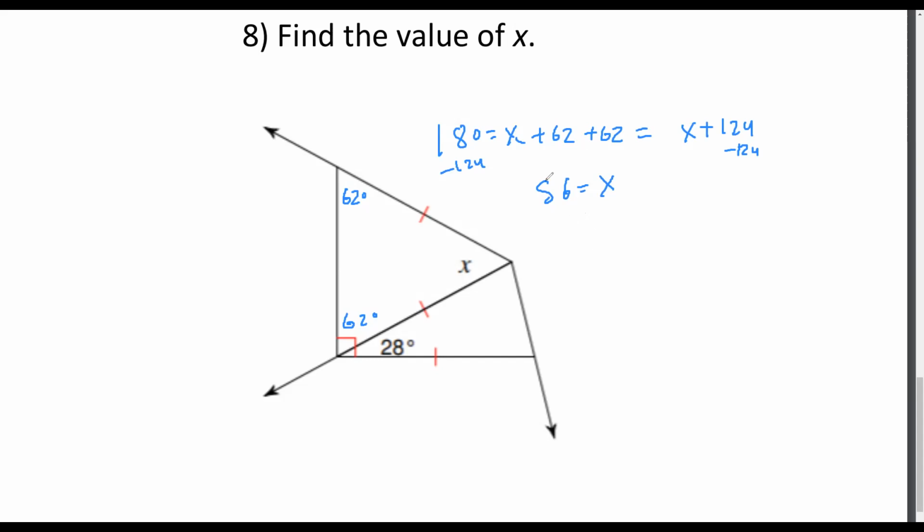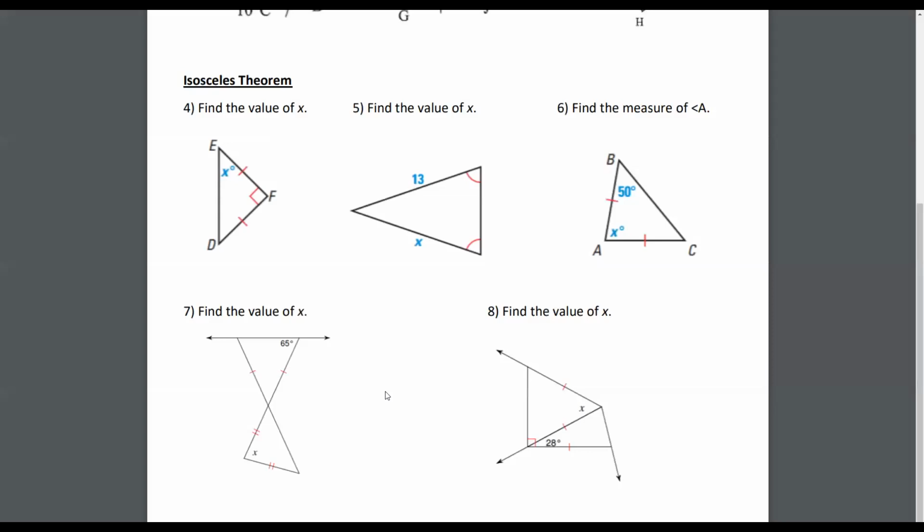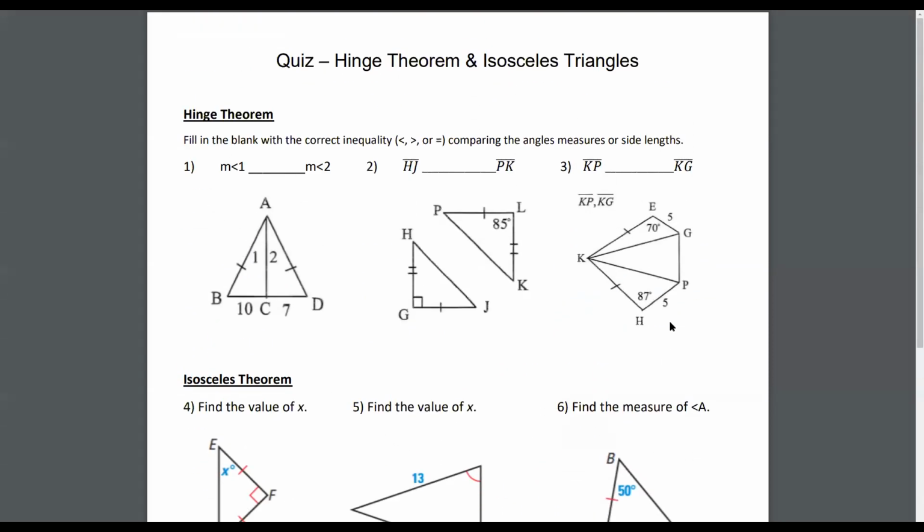If my answer ended up being 50, I would be a little suspicious and try to make sure that I really did that correctly. Okay, that's it. That's the entirety of the Hinge Theorem and Isosceles Theorem quiz. We just did all the problems together. I hope that makes a little more sense looking over it and seeing what we did.